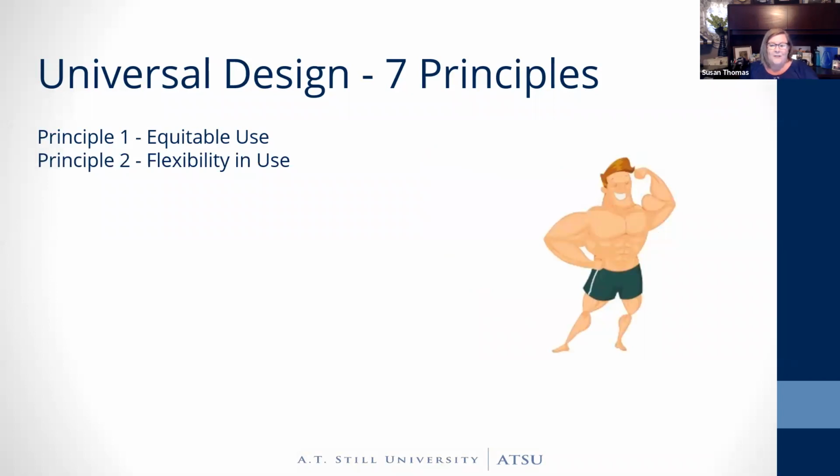Principle 2 involves flexibility in use. Your course design should accommodate a wide range of individual preferences and abilities wherever possible. This goes back to what Sue was saying earlier in allowing students to select the manner in which they display their knowledge of a subject. So when possible, provide choice in methods of use. In a face-to-face setting, you may want to, for example, accommodate right and left-handed access in use. Also provide adaptability to the user's pace when possible.